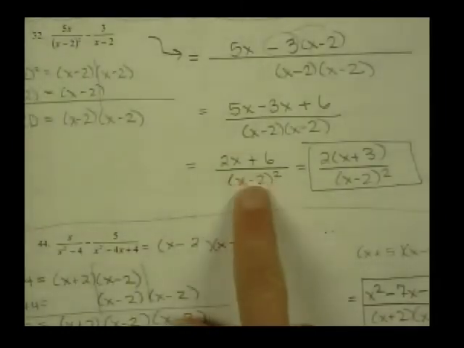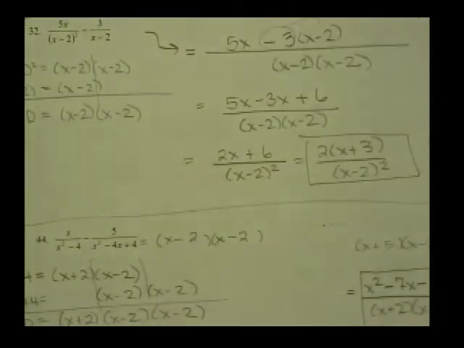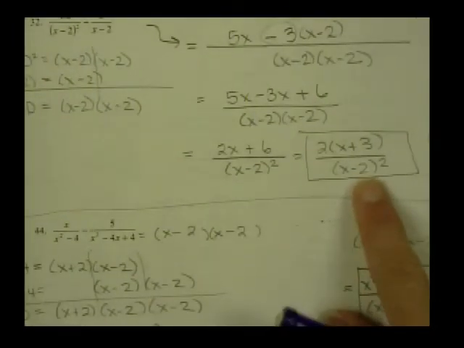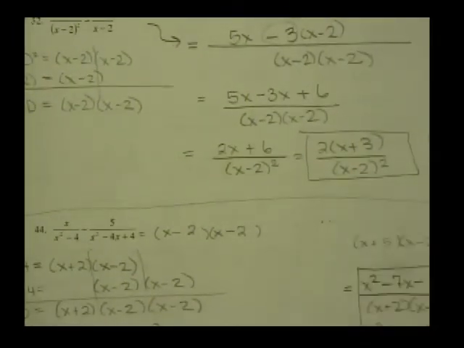And MathXL might accept your answer this way as well. It never wants you to multiply out in the denominator. It always wants the denominator in parentheses. So never multiply out the denominator.